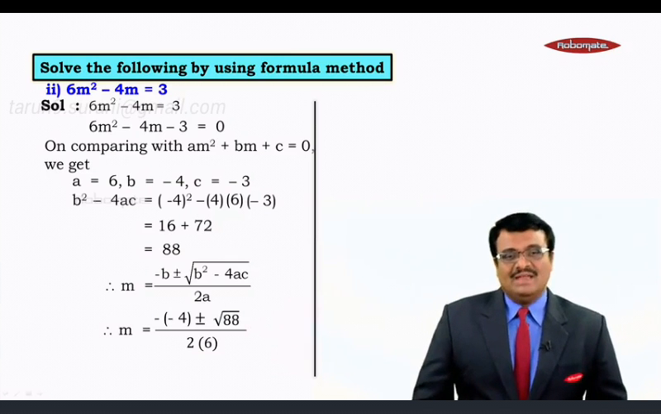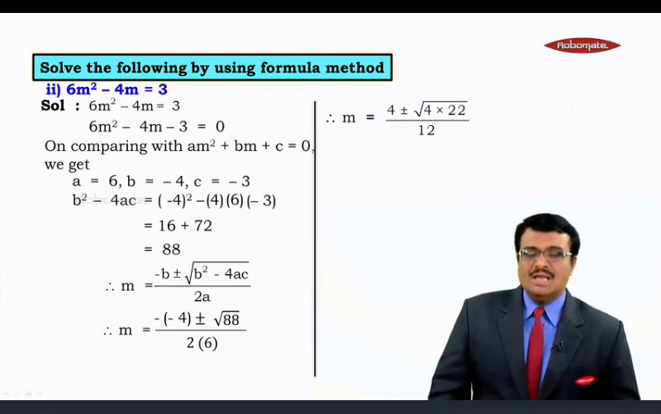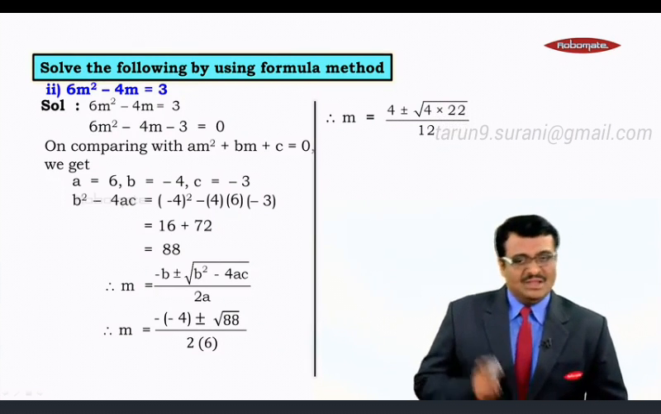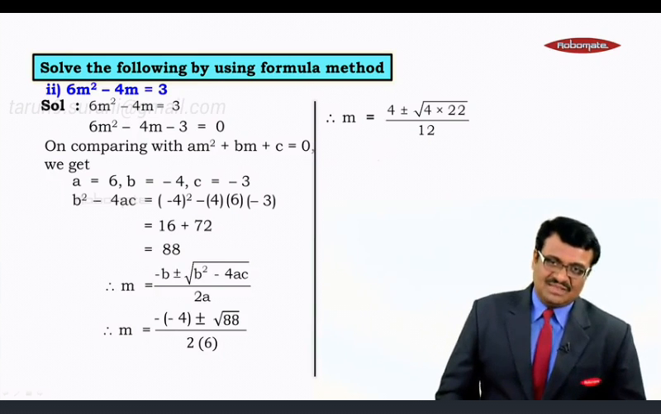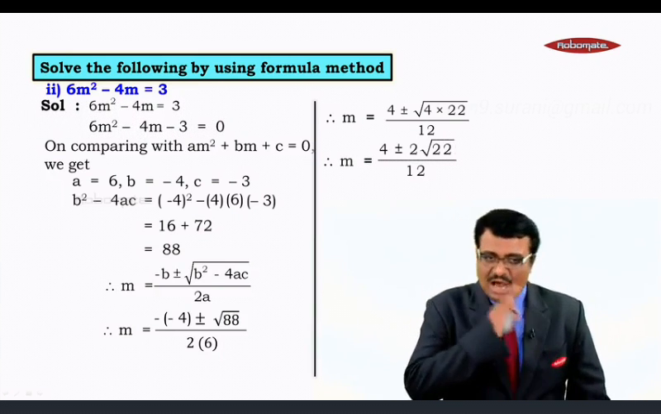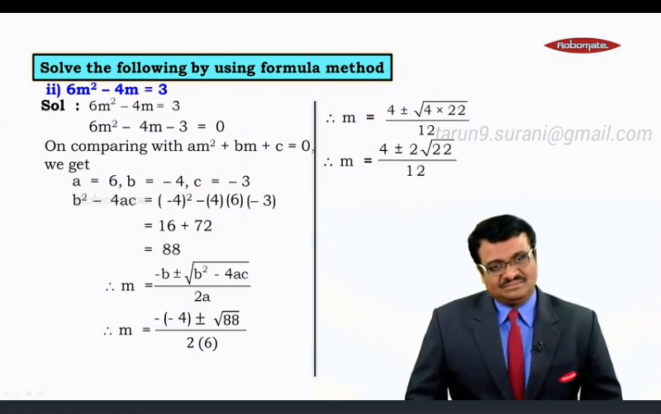Yes or no? So what we get is m is equal to minus of minus 4 means what? 4 plus or minus root of 88, written as 4 into 22, upon 2 sixes are 12. So what you get is m is equal to 4 plus or minus, 4 comes out of the root as 2, root 22 upon 12.